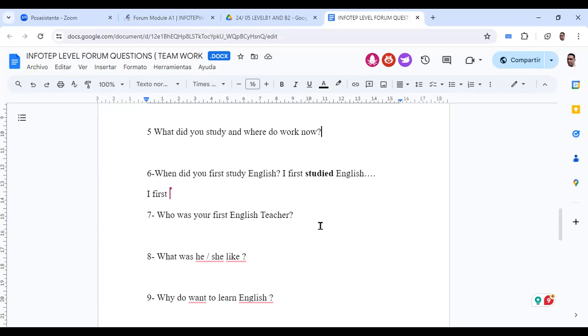Okay, continue. Sadly, when I was in Venezuela, exactly. I first studied English when I was in Venezuela 10 years ago. Exactly. When I was, I with a capital letter. That means, yeah, okay. When I was in Venezuela. That was correct.